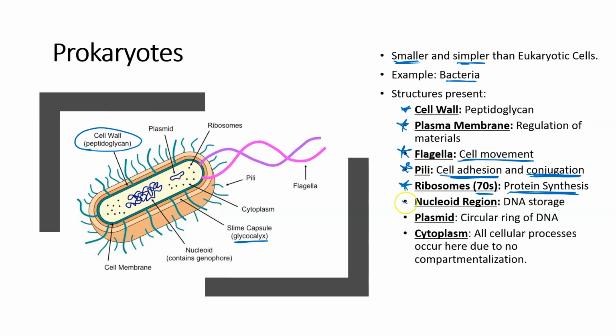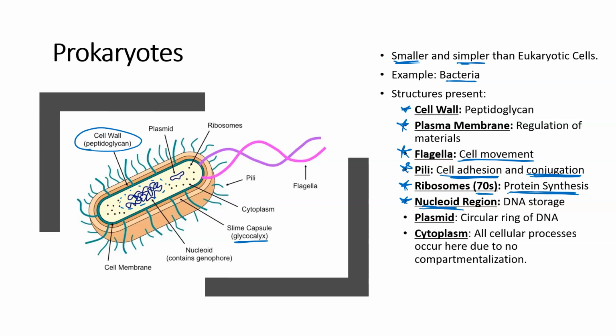Nucleoid region. The nucleoid region is essentially this nucleus-like area. It is not a nucleus because it does not incorporate a membrane around the DNA. But the DNA is kept tightly condensed or tightly coiled into a region. It's just not a nucleus because it is a prokaryotic cell, so it is called a nucleoid region. It is all about DNA storage.